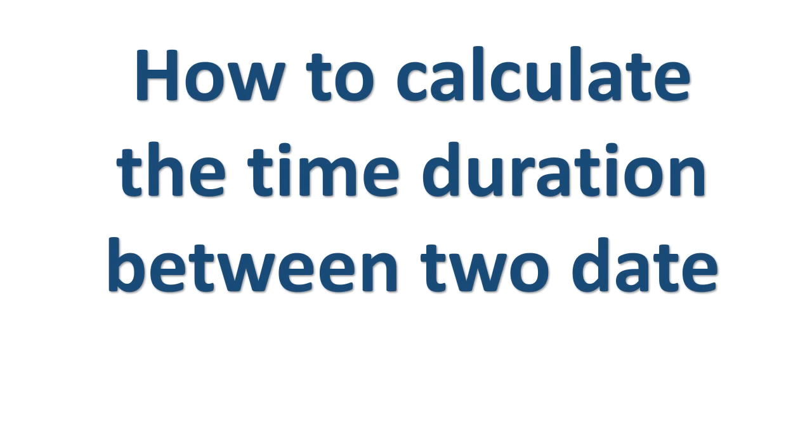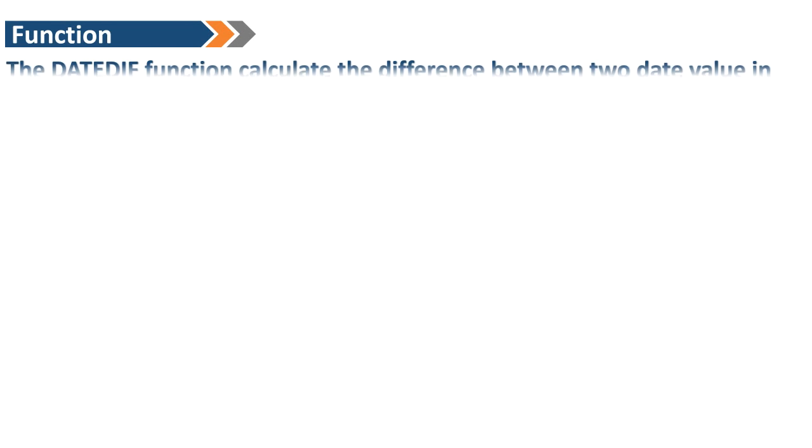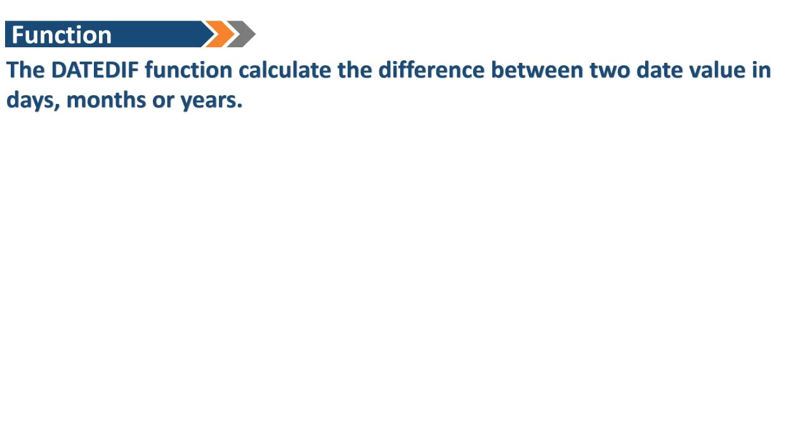So friends, in this video I will tell you how to calculate the time duration between two dates in days, months and year. So first I will start with the DATEDIF function. The DATEDIF function calculates the difference between two date values in days, months and year. By using the DATEDIF function, you can calculate the time duration between two date values in days, months and year.